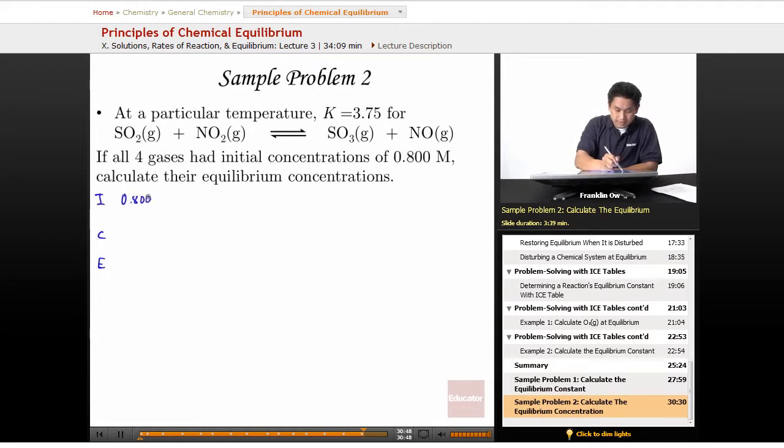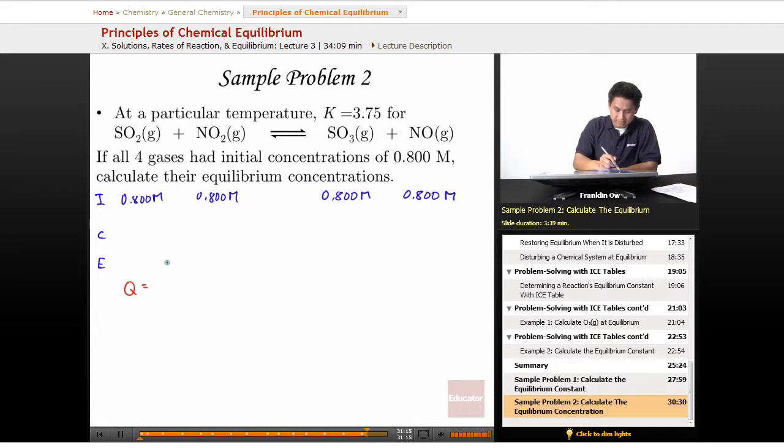So 0.800 molar initial, 0.800 molar, 0.800 molar, and 0.800 molar. Now, because we have non-zero amounts of all reactants and products, we don't know which way we're going to shift. And so this is a twist on things, and now we have to solve for Q. So Q is going to tell us which way we're going to shift.